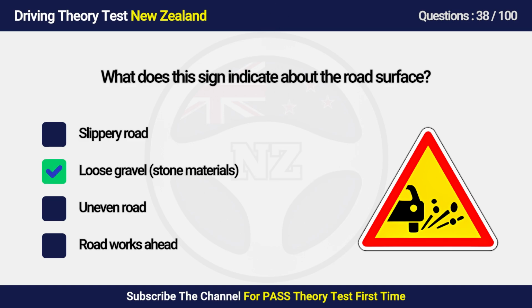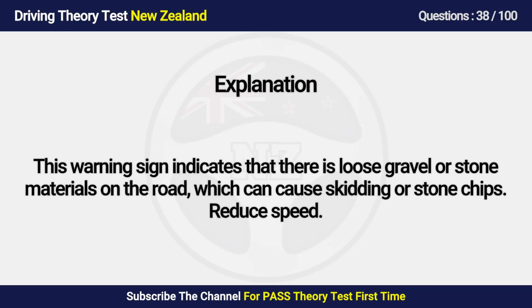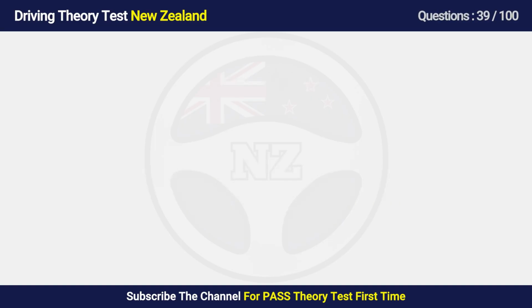Answer is B. Loose gravel stone materials. This warning sign indicates that there is loose gravel or stone materials on the road, which can cause skidding or stone chips. Reduce speed.